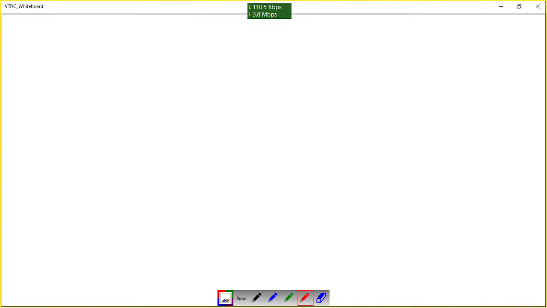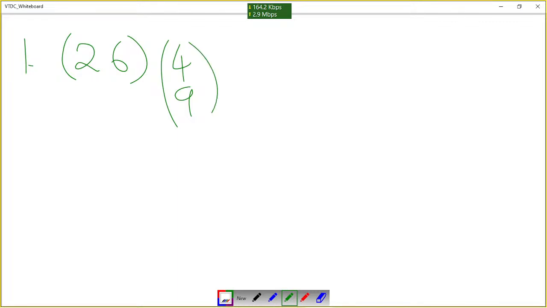Okay, so you fully understand why the number of columns in the first matrix should match the number of rows in the second matrix. So let's start with the first example. Let's say question 1, which is open bracket 2, 6. Then we have this matrix, which is 4, 9, like that.